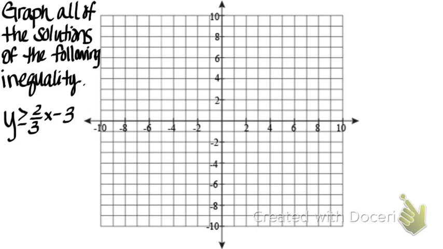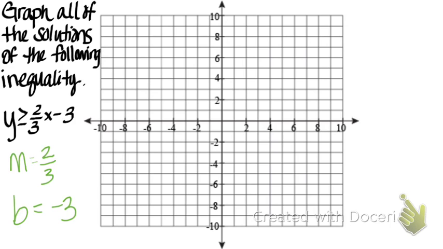So looking at this first graph, it says graph all of the solutions of the following inequality. y is greater than or equal to 2/3 x minus 3. Well, just like the other equations that we've been working with, we still have a slope and a y-intercept. So go ahead and identify those now. You should have said that your slope was 2/3 and your y-intercept is -3.